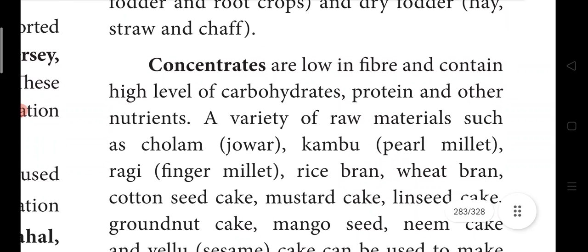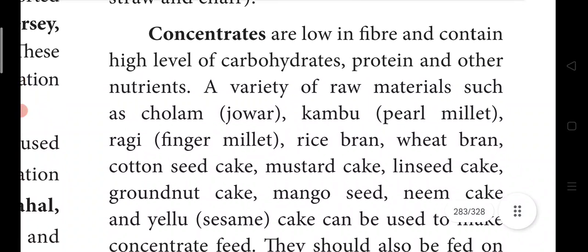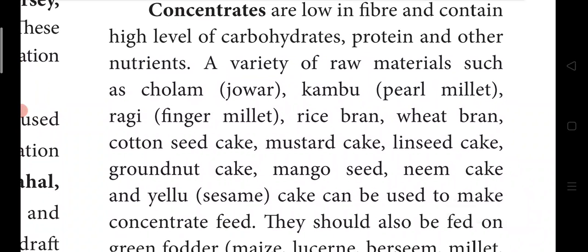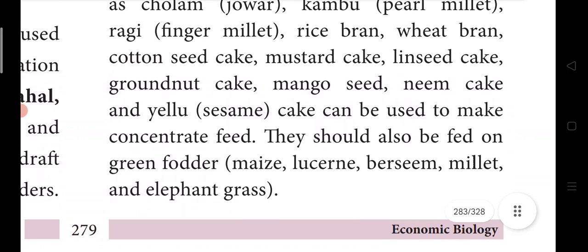Concentrate means they will have different millet varieties, that is carbohydrates, proteins, nutrients, everything mixed and given in a concentrated amount. A variety of raw materials such as cholam, that is jowar, kambu, which is pearl millet, and ragi, finger millet, rice bran, wheat bran, cotton seed cake, mustard cake, linseed cake, groundnut cake, mango seed, neem cake, and yellow sesame can be used to make concentrate feed. So we mix these and make concentrate feed.